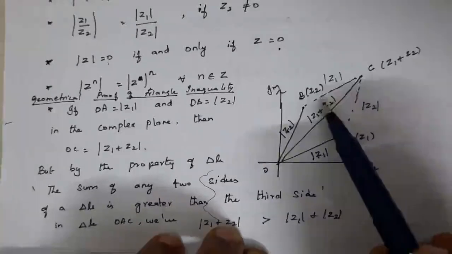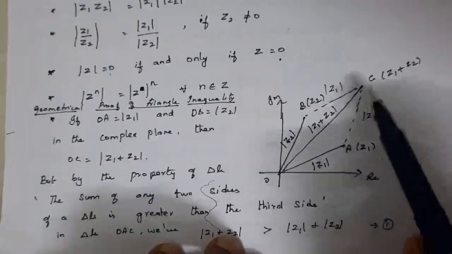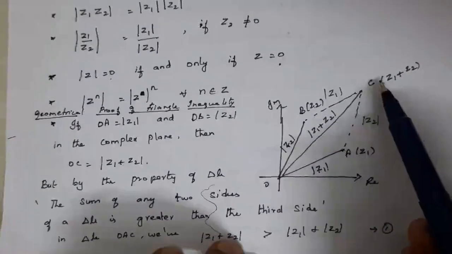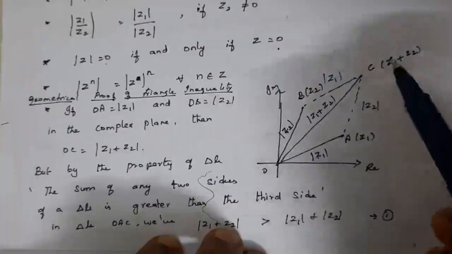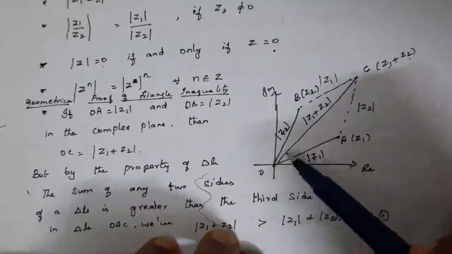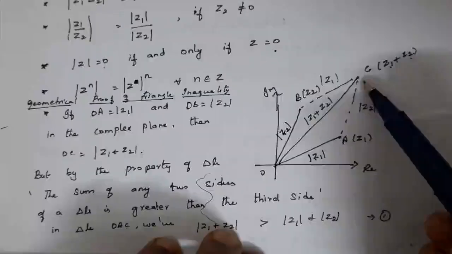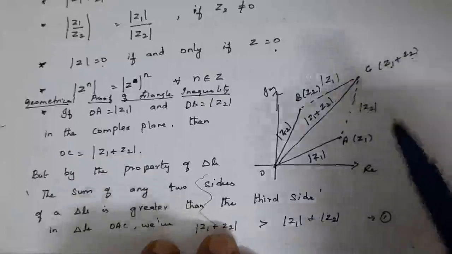Now what will be z1 plus z2? By the rule of addition, if you complete a parallelogram, then the fourth vertex will be the sum of the two complex numbers z1 and z2. So on completing the parallelogram, the fourth vertex C represents z1 plus z2. So the distance from the origin to C, that is OC, gives its modulus. OC is equal to modulus of z1 plus z2.